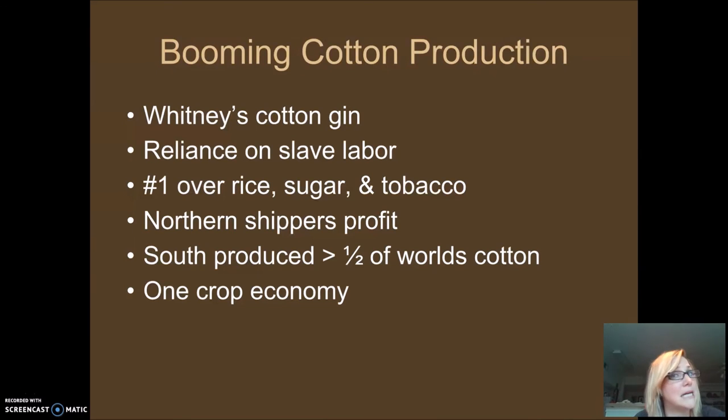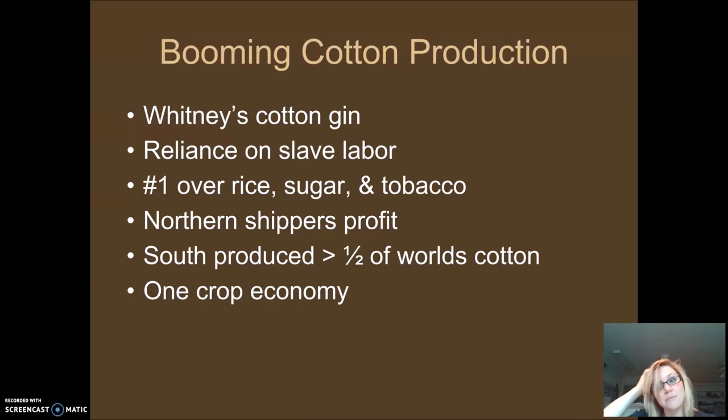So cotton will supplant the traditional crops of the South, rice, sugar, tobacco. Those will not completely go away, but they won't be number one anymore. And here's the thing. Northern shippers will profit off of cotton production. Because guess what they're trying to do? They are trying to create textile industries. And the South is so much closer. And technically it's the United States, so there's no tariff on the cotton for them. Only for the foreign markets, right?